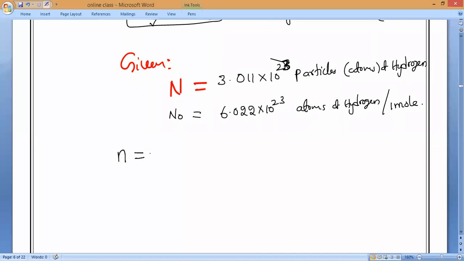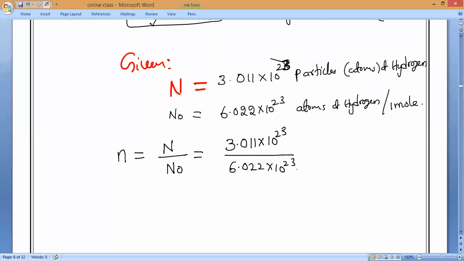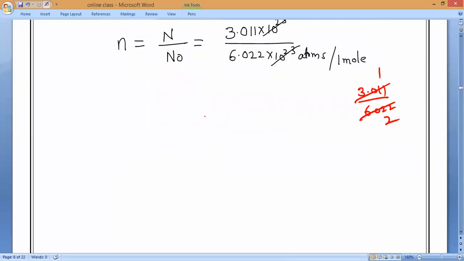Understood? So, number of moles is equal to given number of particles divided by Avogadro number, which is 3.011 × 10^23 divided by 6.022 × 10^23 atoms per 1 mole. Now 10^23 will get cancelled, so be very careful. 3.011 divided by 6.022, ones are twos, which is equal to 1/2, and mole will go up: 1/2 moles, which means 0.5 moles. Is it okay, guys?